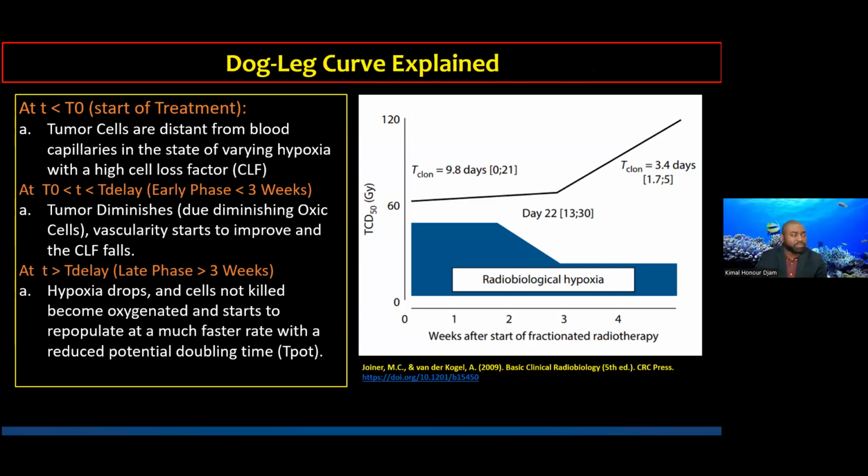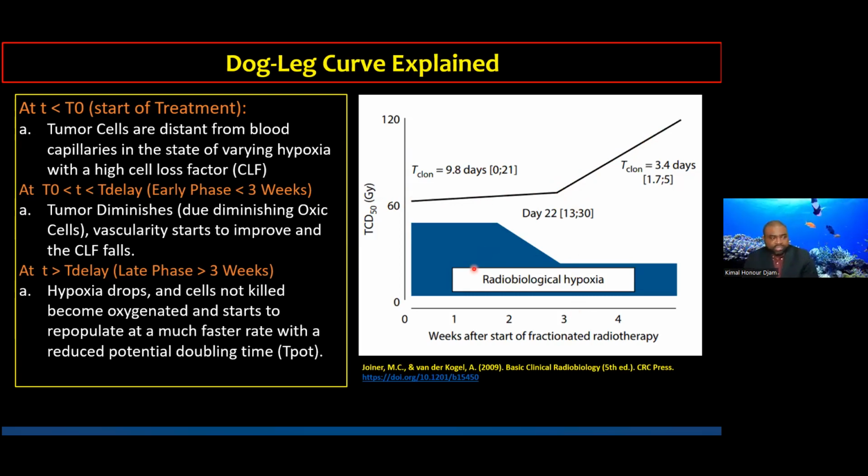And so to explain this graph, which is popularly known as the dogleg curve, I'm going to divide this graph into 3. You have the initial period. This is the onset of repopulation, and this is rapid repopulation.